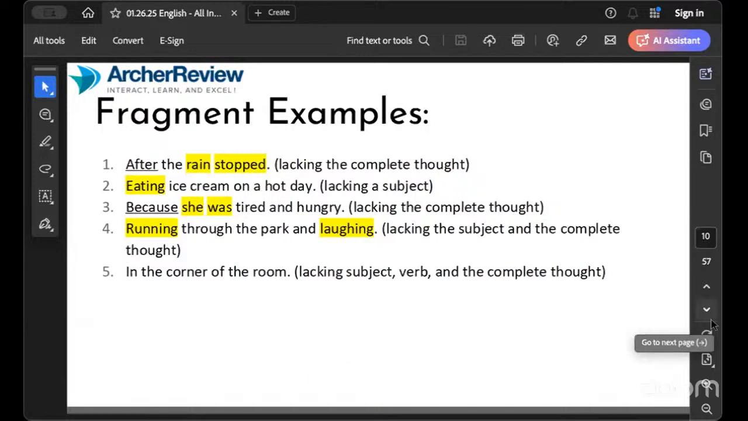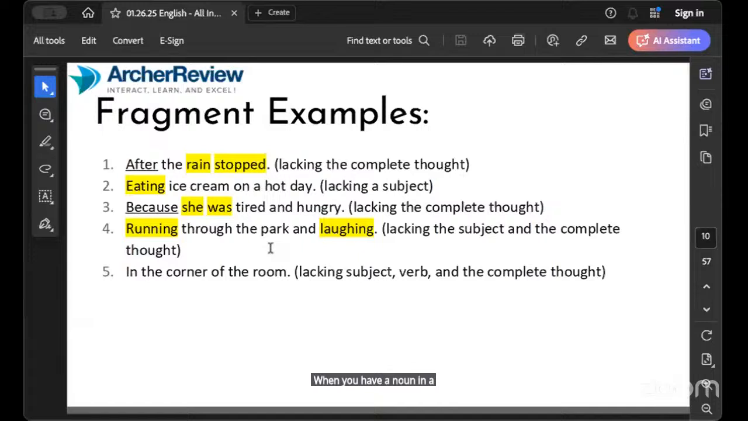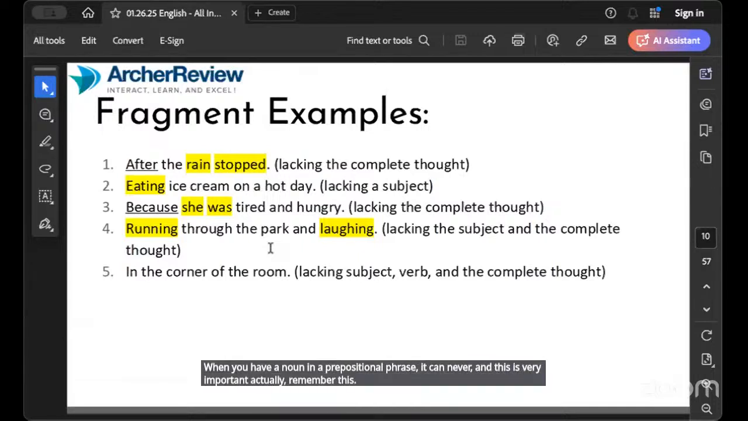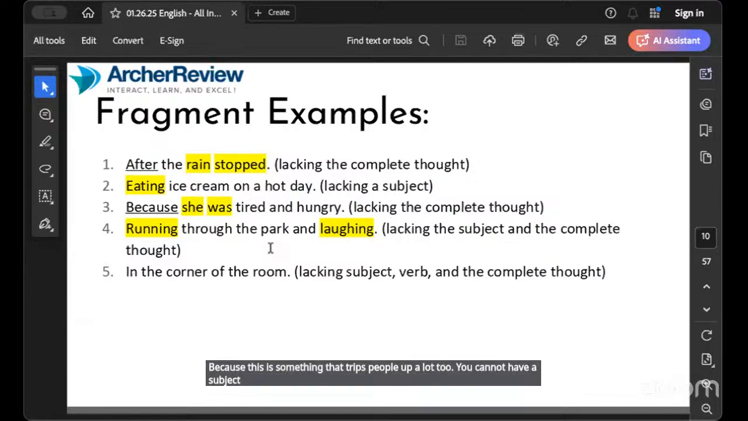Number 4 is park a subject, running through the park. Actually, it's not. It's a noun, but it's not the subject. See how it's in a prepositional phrase, through the park? When you have a noun in a prepositional phrase, it can never, and this is very important actually, remember this because this is something that trips people up a lot too. You cannot have a subject inside of a prepositional phrase.